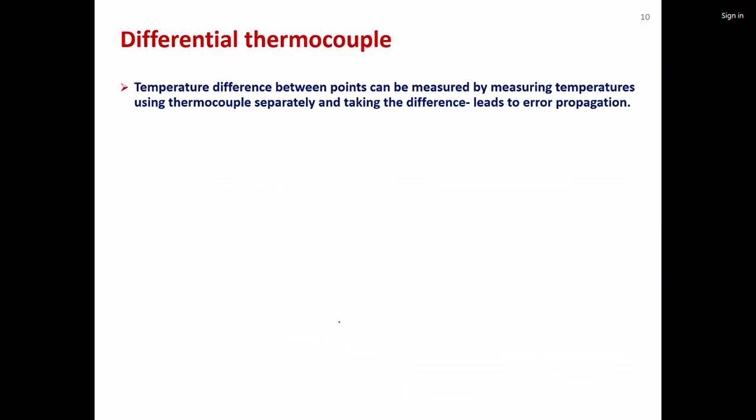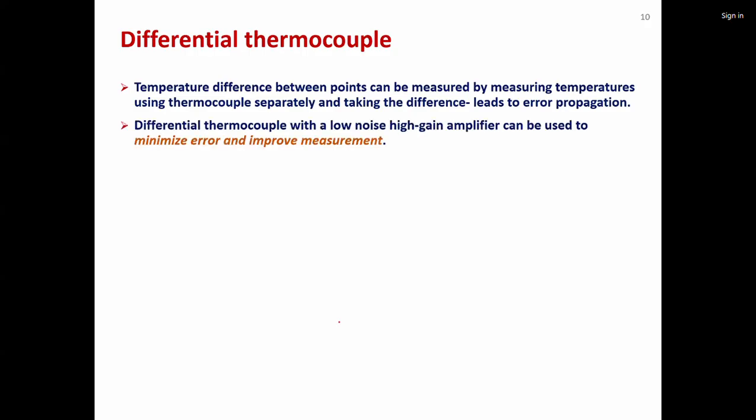Right, so we talked about differential thermocouple. In situations where you want to measure temperature difference between 2 points, one approach is to measure the temperatures of these 2 points, and then you subtract them and you get the temperature difference. But this will basically lead to error propagation, as you have studied when we talked about uncertainty. So in order to avoid that, one approach is to use differential thermocouple.